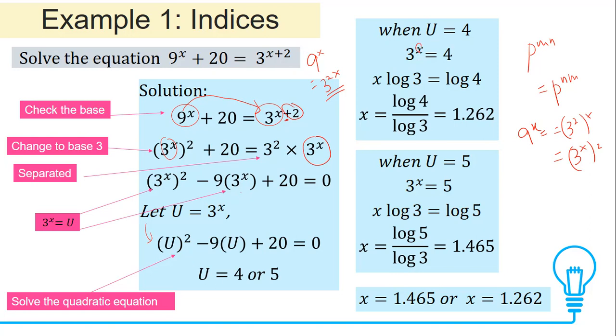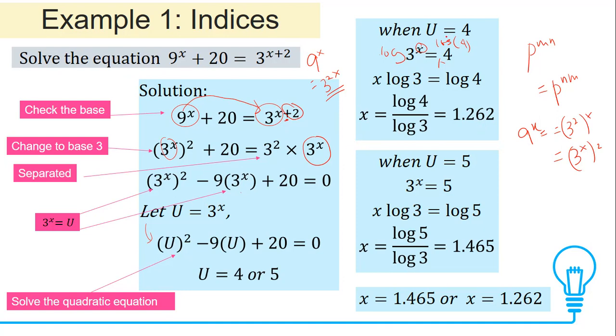So how to get the x? We just take the log on the left hand side and right hand side. The log here is log 4, and the x can come to the front. So x log 3 equals log 4, so we solve for x: log 4 divided by log 3. Use your calculator, it is 1.262.